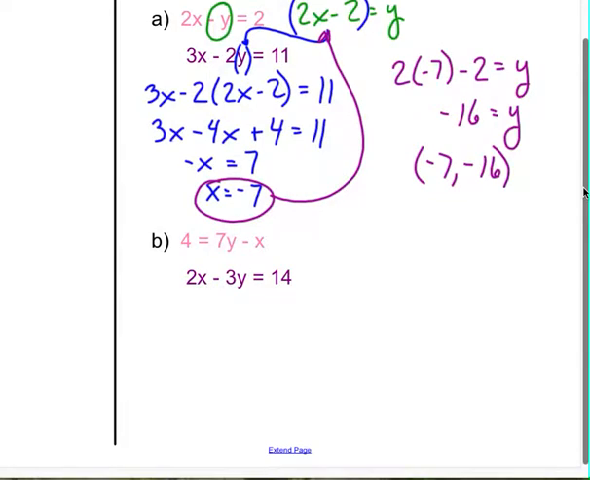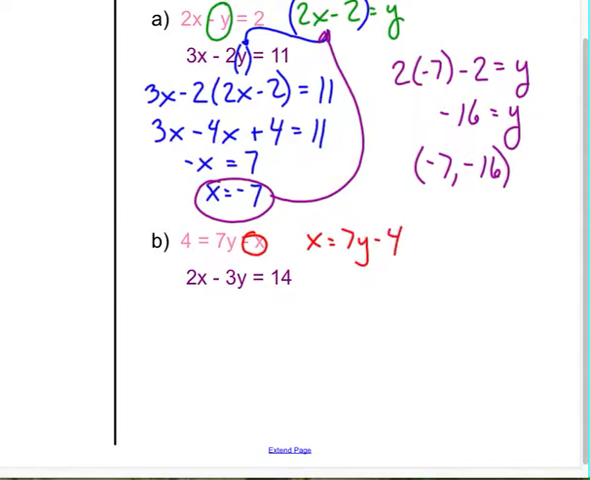Alright, and just to keep the classification in the back of your mind, this system is consistent because it has a solution, and independent because it has only one solution. So looking at B, again I notice that this variable has a coefficient of 1, so I'm going to add x and subtract 4 from both sides.